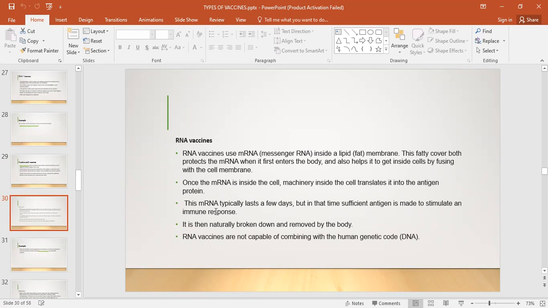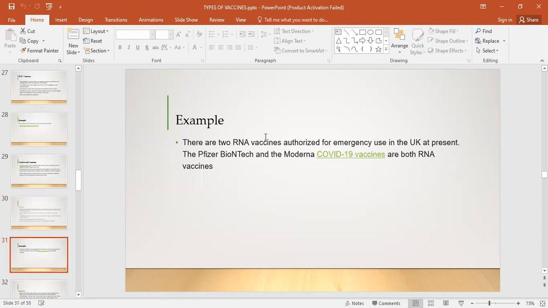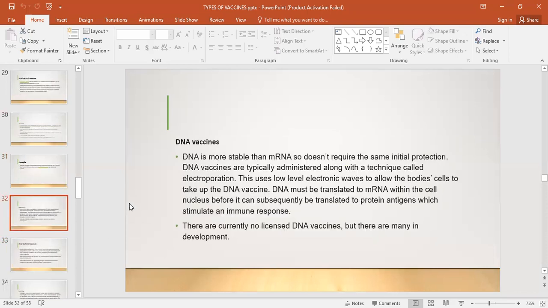This messenger RNA typically lasts a few days, but in that time, sufficient antigen is made to stimulate an immune response. It is then naturally broken down and removed by the body. RNA vaccines are not capable of combining with the human genetic code. There are two RNA vaccines authorized for emergency use in the UK at present. The Pfizer BioNTech and the Moderna COVID-19 vaccines are both RNA vaccines.